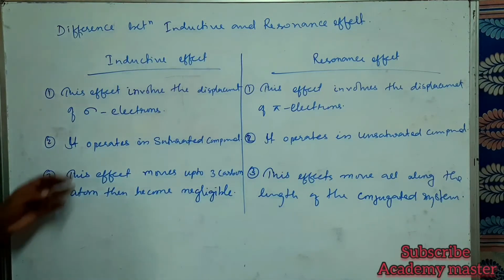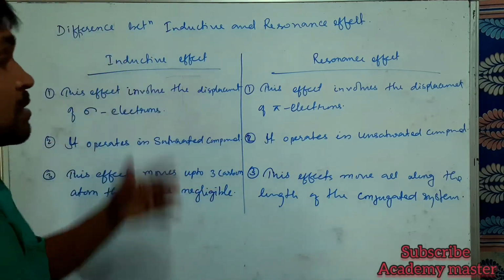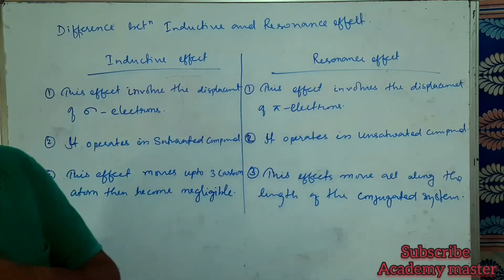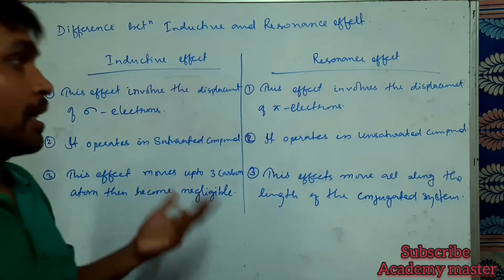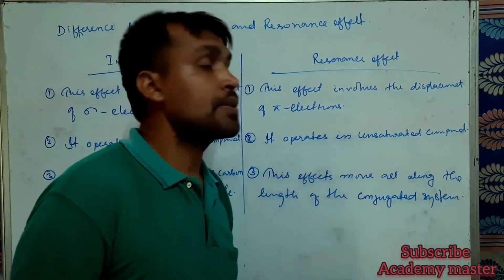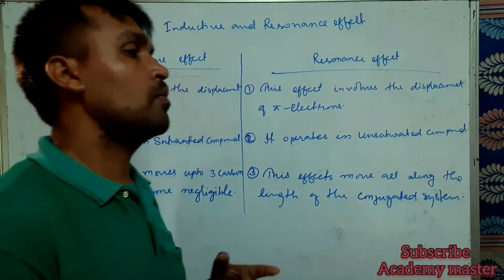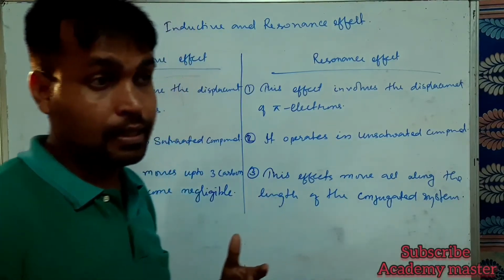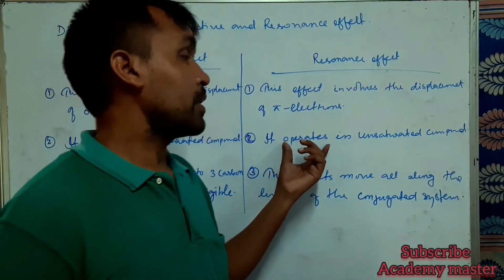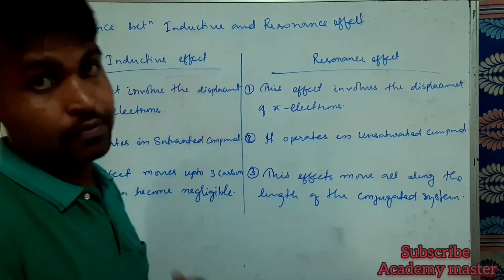Next, the inductive effect operates in a saturated compound. We know very well the inductive effect occurs only in a saturated compound, meaning a compound which has only single bonds, meaning alkane. The resonance effect operates in an unsaturated compound, meaning a compound which has a double bond or triple bond, or in other words a multiple bond. It operates only in alkene and alkyne, whereas the inductive effect operates only in alkane, that is, saturated.